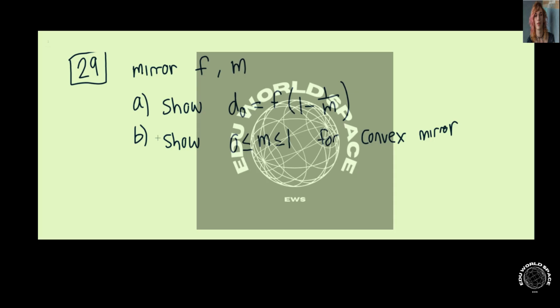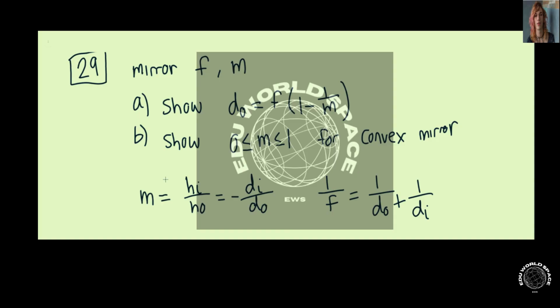So to start out, we're going to be making use of two things. One, the definition of magnification. Yes, it's the ratio of heights for the image and object, respectively, but it's also the negative ratio of distances for the image and object. So we make use of that. We're also going to use the ideal lens equation: 1 over f is equal to 1 over d_o plus 1 over d_i. Make use of these two things.